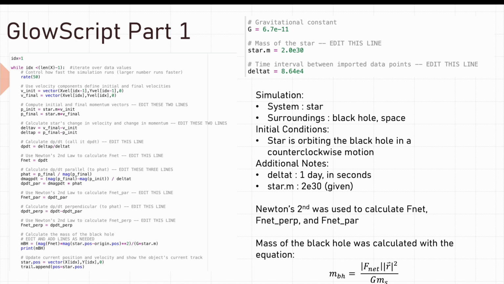And then Newton's second law was used to calculate the net force, the perpendicular component of the net force, and the parallel component of the net force. And that can be seen in the code on the left-hand side. And then the mass of our black hole was calculated with the equation below, the magnitude of the net force times the magnitude of the r vector squared over the gravitational constant times the mass of the star.